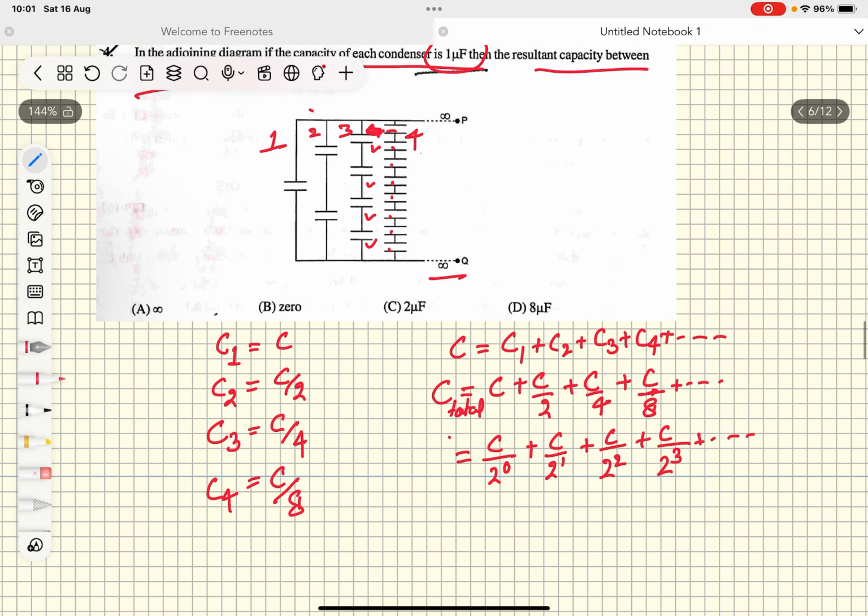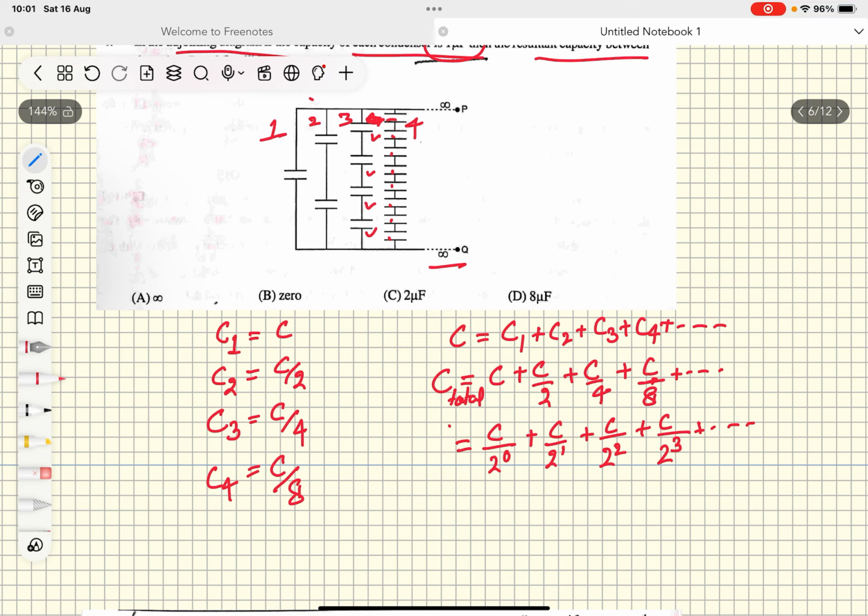So it is a GP formed here. We have to find the ratio by which it is multiplying to form another term. Let us suppose this term as the first term, that's why we are writing it as A, and this term as the second term, that's why we are writing it as B. So the ratio R is given by B upon A. The second term is C by 2, the first term is C or C by 2 to the power 0. So R will become 1 by 2.